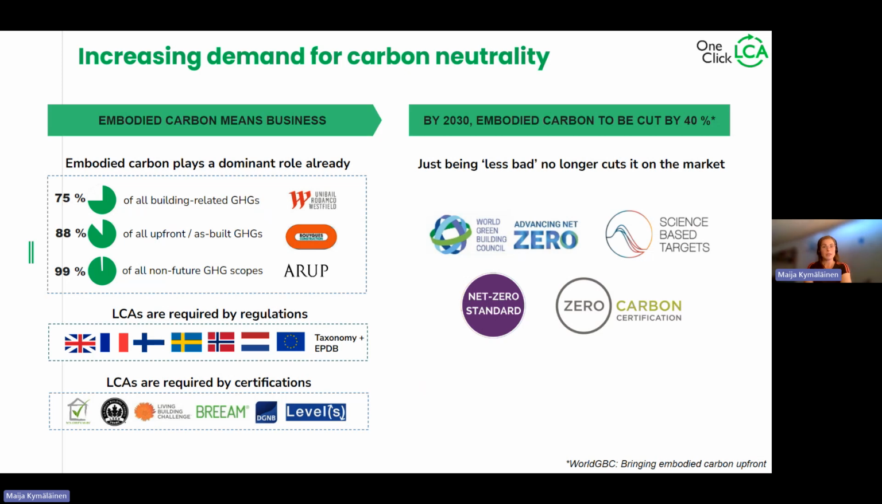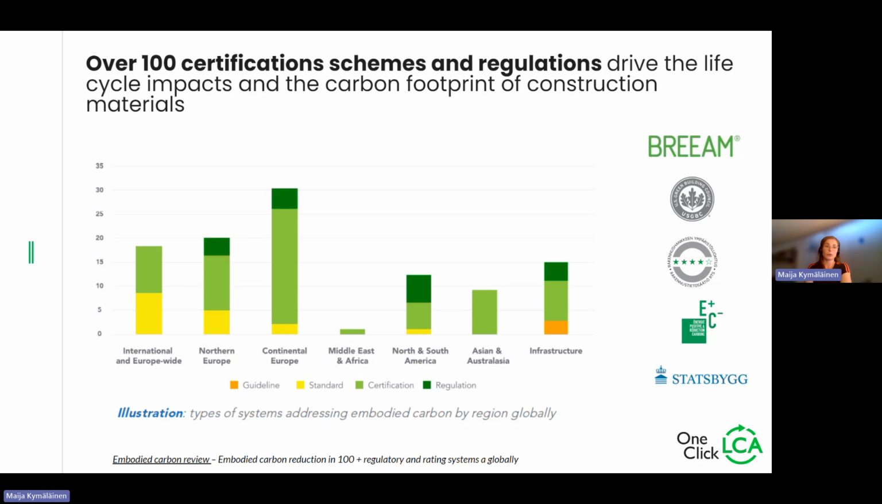So being less bad no longer cuts it in the market. So you need to actually show that you are making good choices. And for example, these kinds of certification schemes are one key. So you might pursue certificates and by that show that you are acting better. But there's also a lot of regulations that drive the life cycle impacts and the carbon footprint of construction materials.